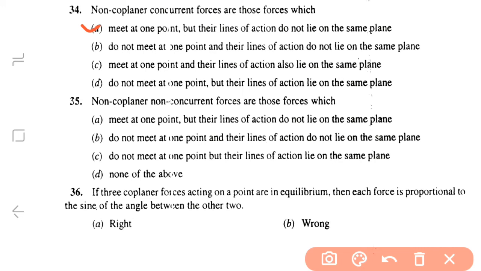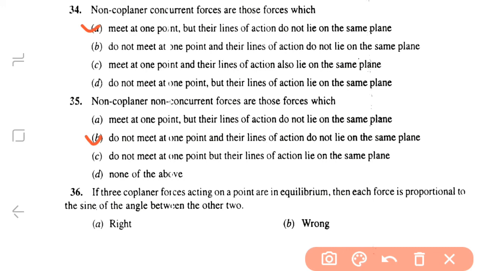Now next is 35. Non-coplanar non-concurrent forces are those forces which, here friends, these are the options and here correct option is option B. That is, here friends, non-coplanar non-concurrent forces are those forces which do not meet at one point and their lines of action do not lie on the same plane.